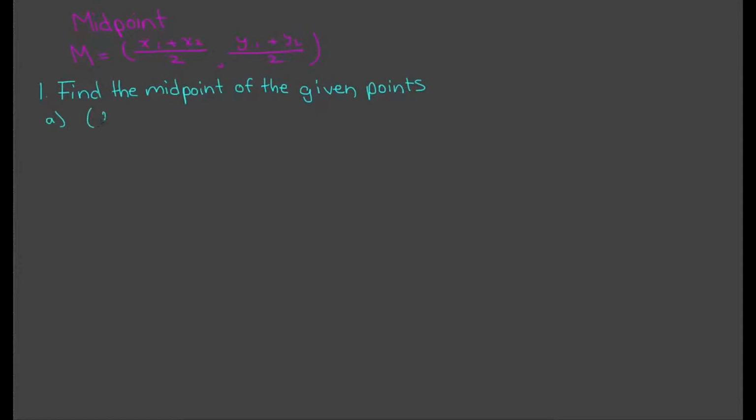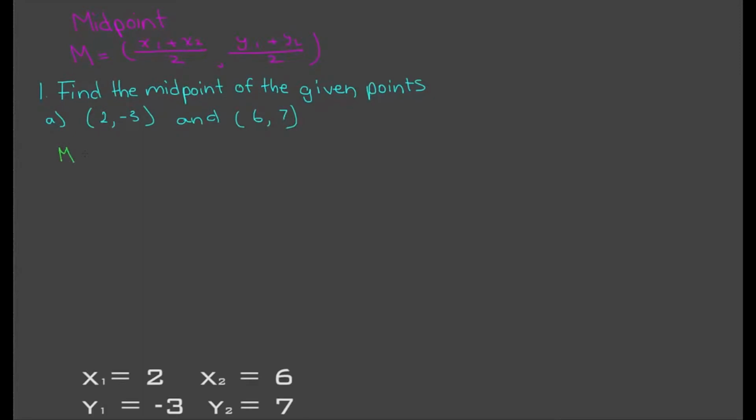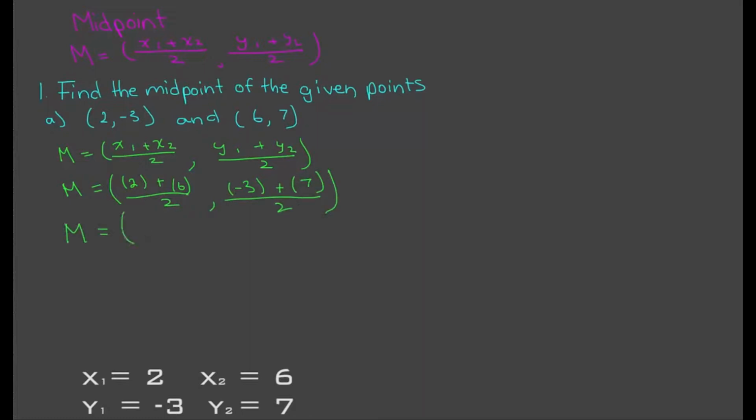1. Find the midpoint of the given coordinates. A. (2, -3) and (6, 7). First, we must choose one coordinate to be x1 and y1 and another to be x2 and y2. Then we substitute the coordinates into the midpoint formula. M equals bracket (2 plus 6) divided by 2, comma, (-3 plus 7) divided by 2, close bracket. This equals bracket 8 divided by 2, comma 4 over 2, close bracket, which can be further simplified to (4, 2). Therefore, our midpoint is (4, 2).